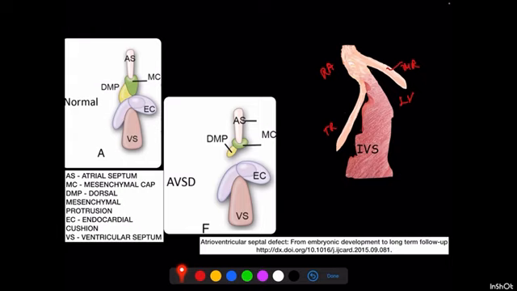The pathophysiology behind the atrioventricular septal defect, as we already know, is the failure of endocardial cushion development. This is the endocardial cushion. Failure of this development is what primarily leads to the atrioventricular septal defects. However, recent studies in mice also show that the mesenchymal gap and the dorsal mesenchymal protrusion, defective development in all this, may also lead to endocardial cushion defects.